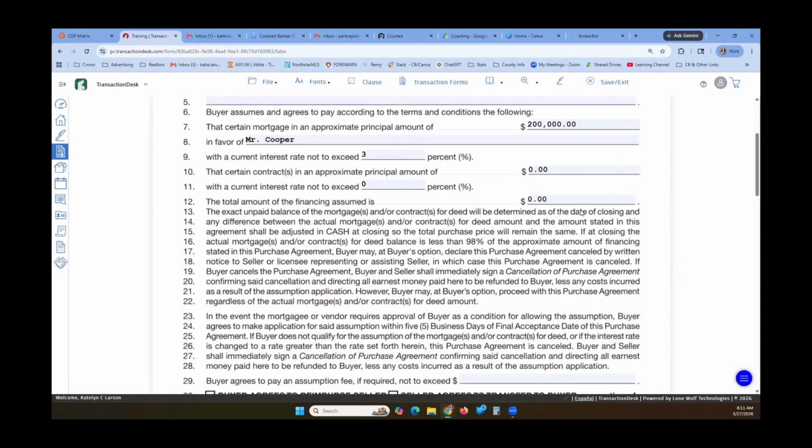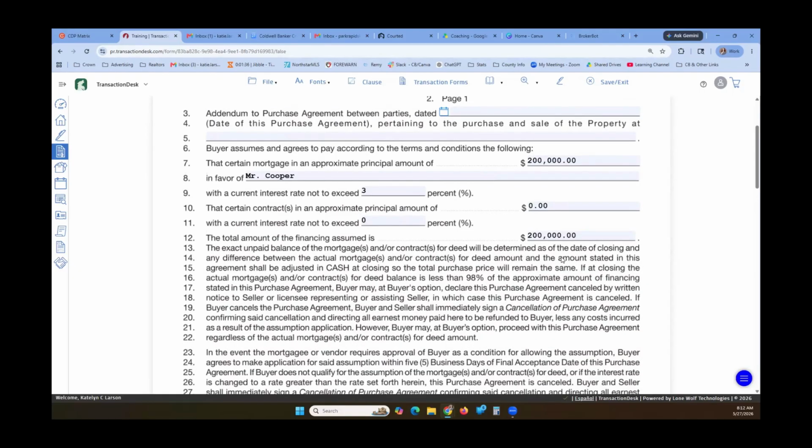And then I'm going to back up here because I went too fast. Now, line number 12 talks about the total amount of the financing assumed. So you're going to put the total amount based on these two numbers. Keep in mind, this is not the purchase price. This is the total amount of financing your buyer is assuming from the seller. So in this case, it's line number 7 plus line number 10. That's $200,000.